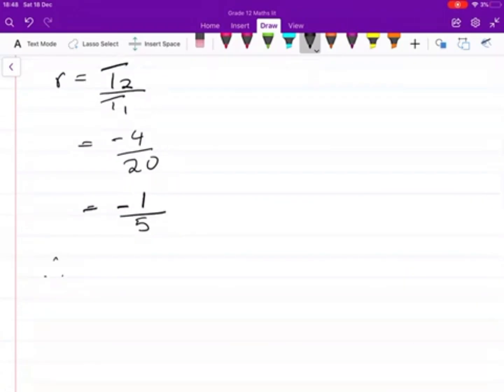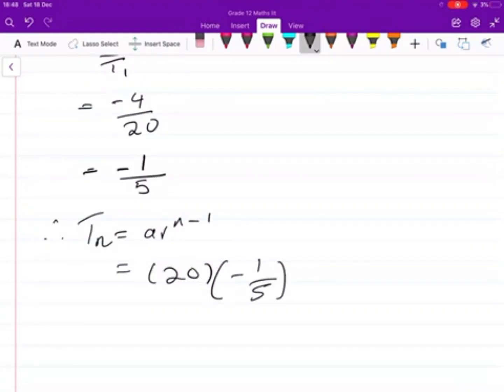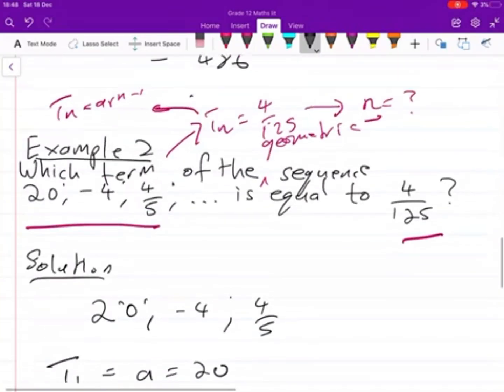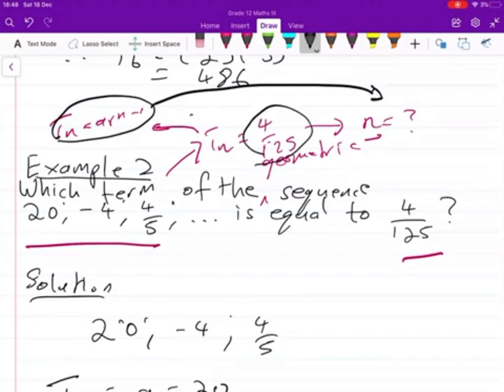We can then find our general term, Tn equals A times R to the power n minus 1. Our first term was 20, our common ratio was minus 1 over 5, and this is n minus 1. That is the value of Tn. So we have done this step, and this step should lead us to the next step by substituting this. And I know I said a lot.